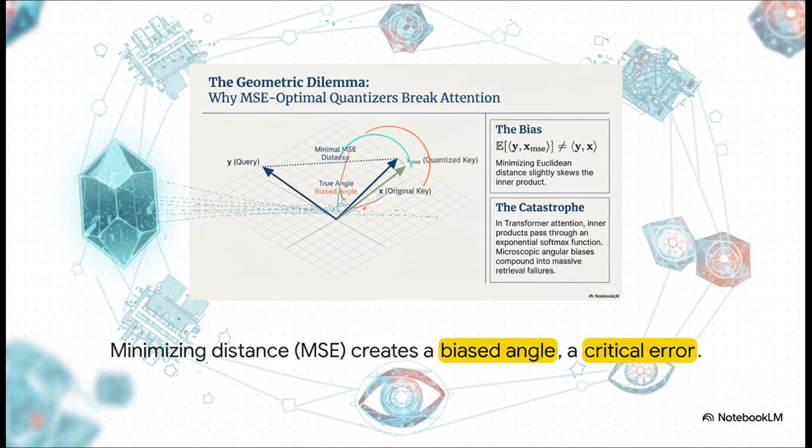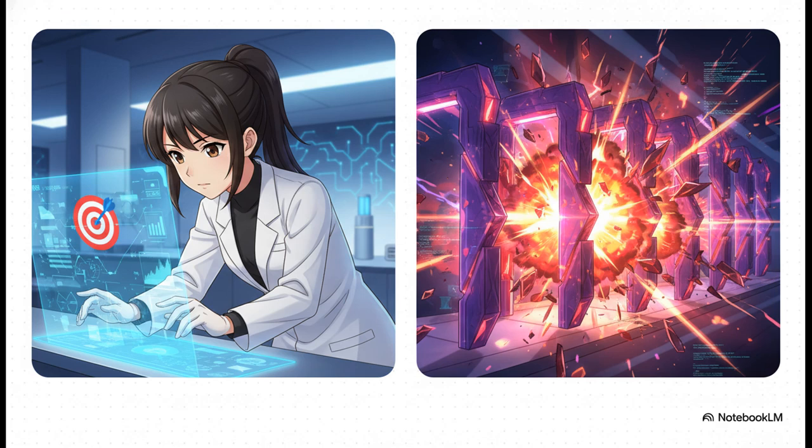But most quantizers, they just try to find the closest possible point, which we call x-MSE. They're trying to minimize the simple distance, the mean squared error. And you can see right there, in doing that, they've accidentally changed the angle. The point is closer, sure, but the angular relationship, the thing that actually matters, is now wrong. So here's the kicker. The algorithm thinks it's doing a great job finding the closest point, but what it's actually doing is introducing a tiny systematic error in the angle.